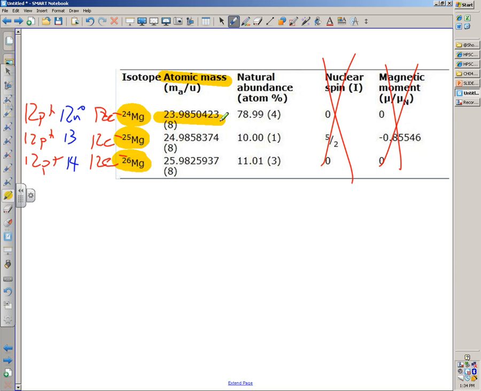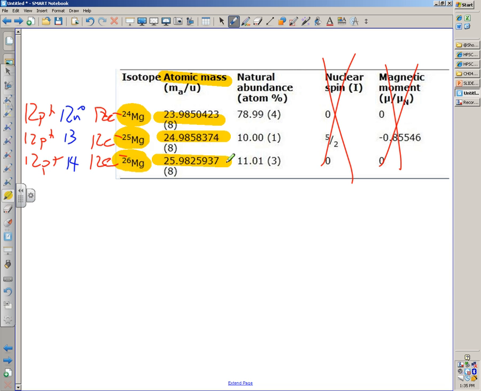Okay? How do we know? Just not. That's how we measure it. Okay? But if we then go from magnesium 24 to magnesium 25, we see it goes up by how much? By about 1. And then if we go to magnesium 26, it goes up by about 1 more.